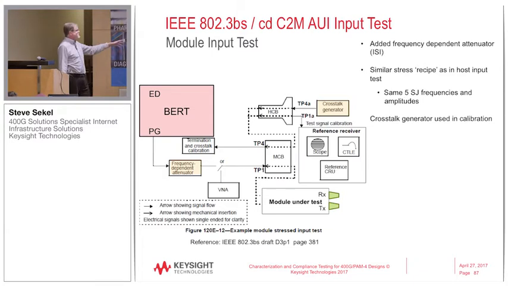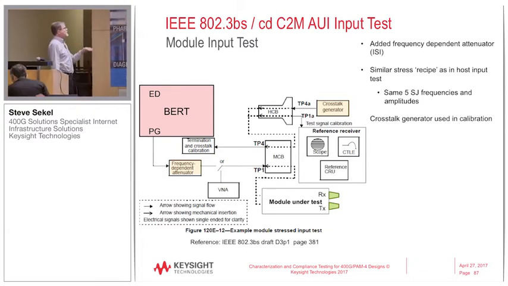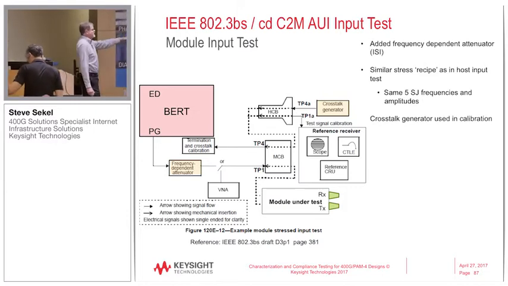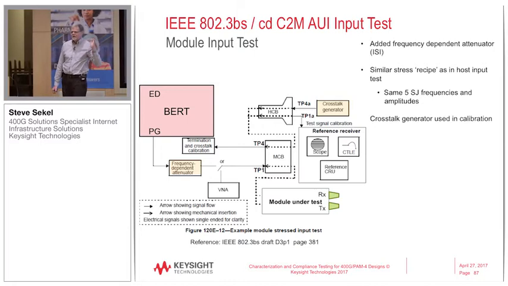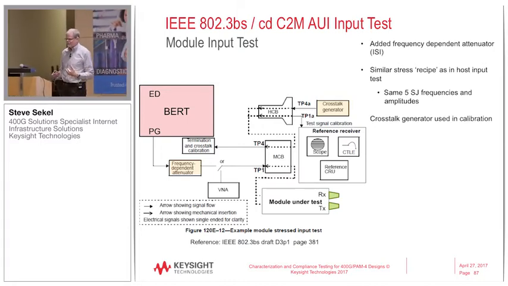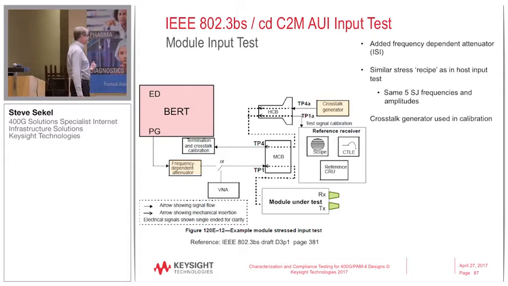Okay, so the module test is a little bit of the opposite of that. We can go through, but there is an important point with that. We added a frequency-dependent attenuator that we didn't have. Again, this is the same thing you see in 100G. There's nothing really new here in PAM4. Kind of the same stuff that we were doing with the 100G Ethernet standards as well.